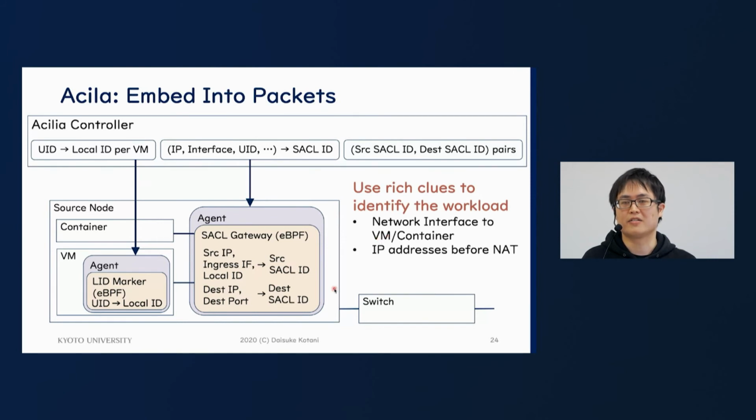So we're talking about ingress interface here. And part of Kubernetes components put a NAT on destination nodes. So we can also put information of IP addresses before they were NATed.